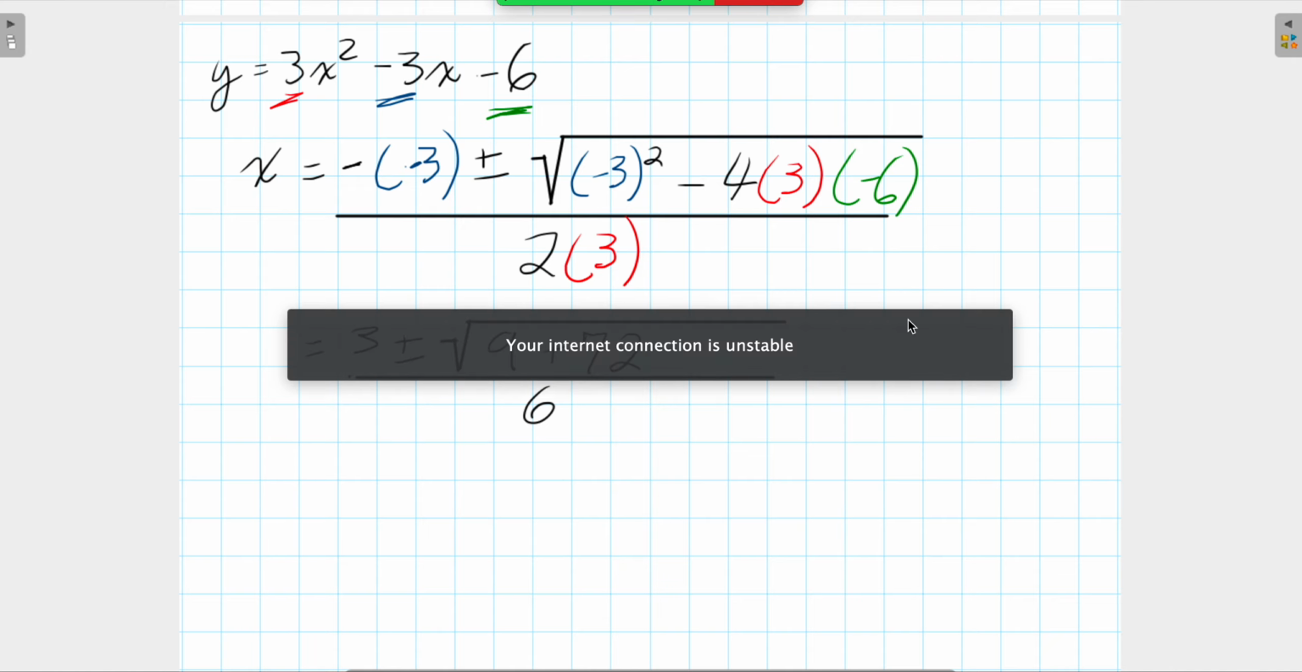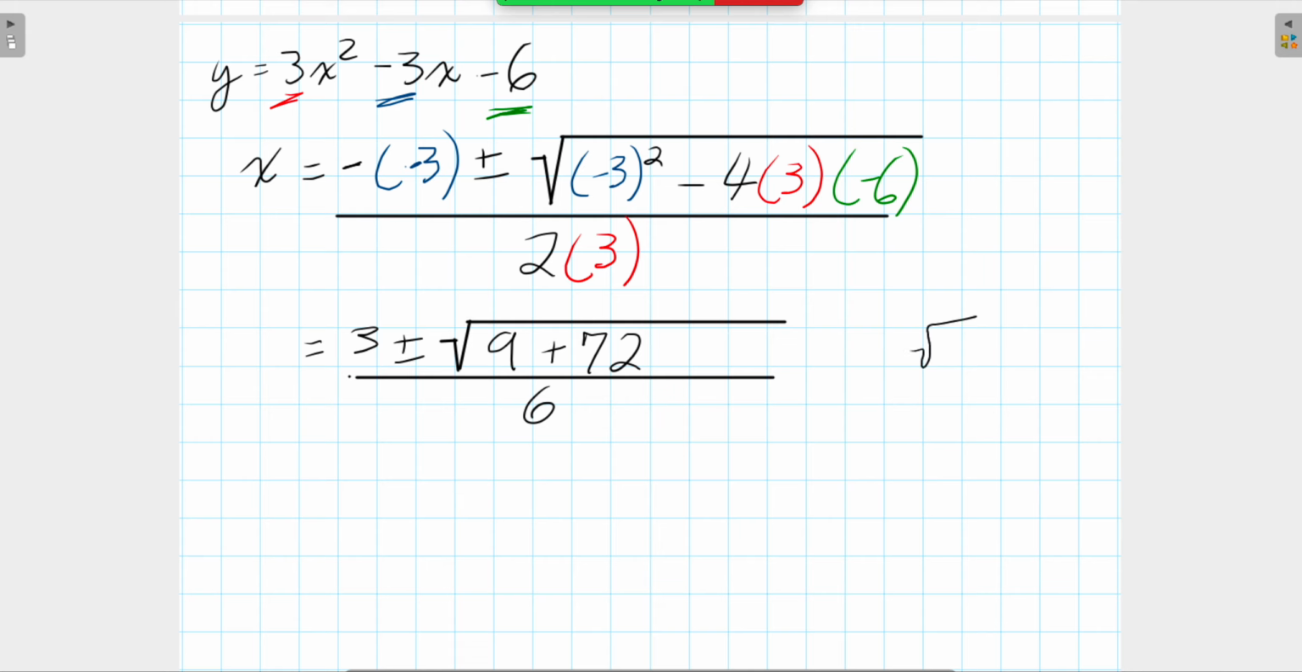This little square root is actually going to end up being 81. So I'm going to write it on the side here. We know that that's going to be actually the square root of 81. So we can skip that simplification step. And we get 3 plus or minus the square root of 81 divided by 6.